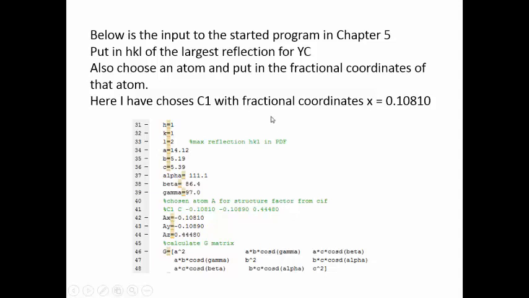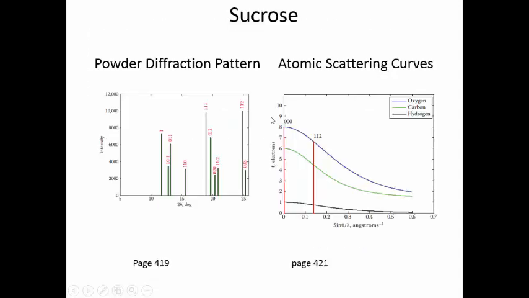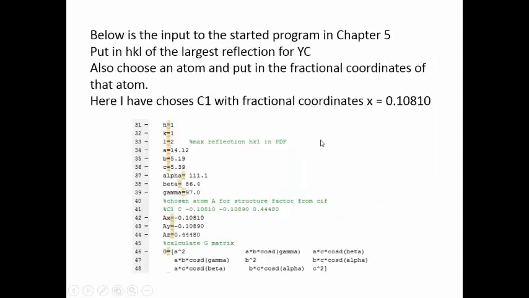In order to find the position of this 112 reflection, we have to find sine theta over lambda, which of course is equal to 1 over 2d. So we need to calculate 1 over 2d, or specifically the d, for the 112 reflection. Well, I've done that already for you.